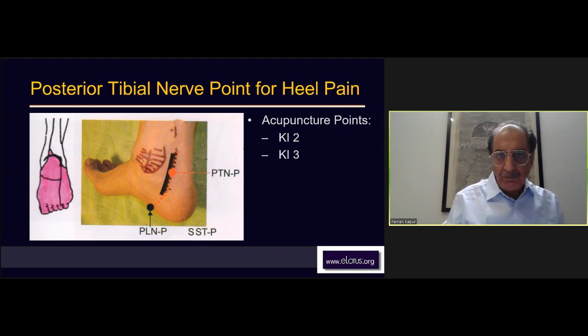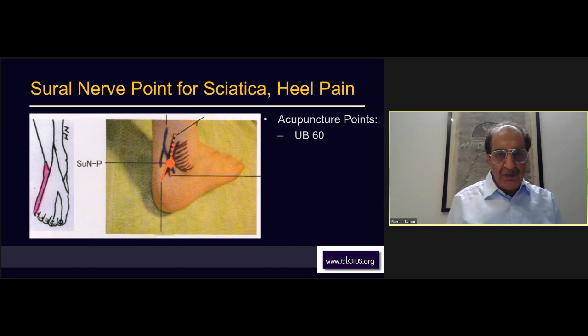Then the sural nerve point for sciatica and heel pain. Again, you can see the nerve distribution of the sural nerve, which is along the UB channel, on the left hand side of your screen. And the point to be prickled for heel pain is UB60. And you will also need to prickle along the pathway of the sural nerve, which is shown as the red dots on your right hand side of the screen.